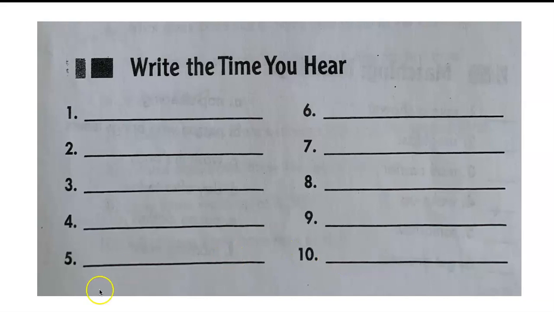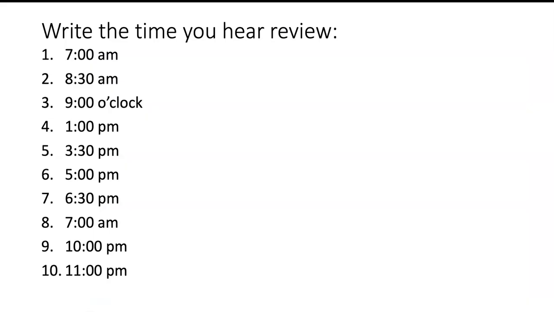Okay, so now we are going to review this together. Okay, so you have number 1, 7 a.m., number 2, 8:30 a.m., number 3, 9 o'clock, 4, 1 p.m., 5, 3:30 p.m., 6, 5 p.m., 7, 6:30 p.m., 8, 7 a.m., 9, 10 p.m., 10, 11 p.m. So if you have these times, perfect.